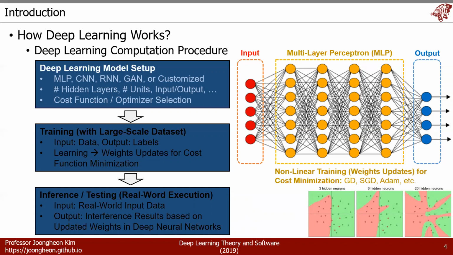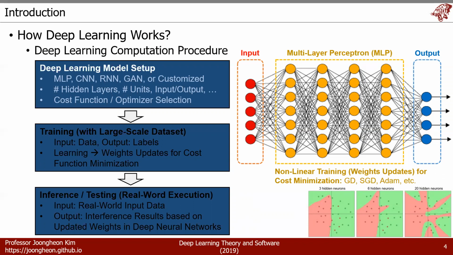We can make an MLP, which means multi-layer perceptron. We can make it as a CNN, which means convolutional neural network, or an RNN, which means recurrent neural network, or a GAN, which means generative adversarial network, and so forth. Otherwise, we can customize our network. It means that we can design our own neural network architecture. So we can define the number of hidden layers and the number of units inside. If our task is very complicated, then the number of hidden layers and units increases. In addition, we have to select our optimizer and cost functions. The meaning of cost function and optimizers will be explained later when we explain the basic neural network architecture.